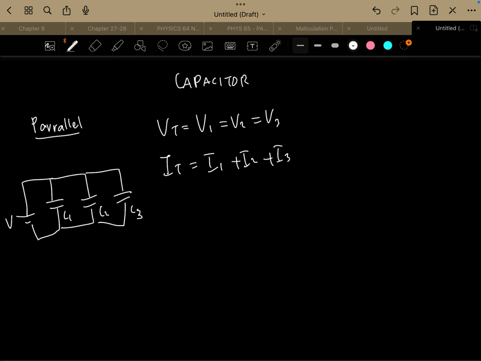So I can say that I total is equal to I1 plus I2 plus I3. And obviously, because they are proportional to each other, I is proportional to Q, QT is equal to Q1 plus Q2 plus Q3. Alright.